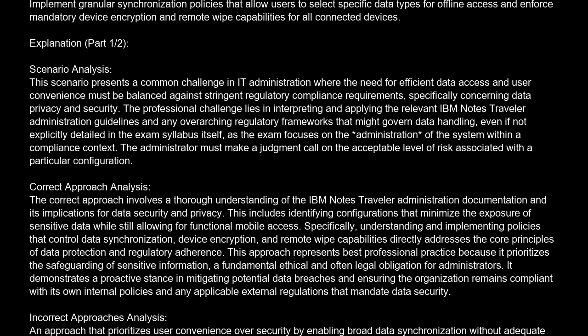This approach represents best professional practice because it prioritizes the safeguarding of sensitive information, a fundamental ethical and often legal obligation for administrators. It demonstrates a proactive stance in mitigating potential data breaches and ensuring the organization remains compliant with its own internal policies and any applicable external regulations that mandate data security.